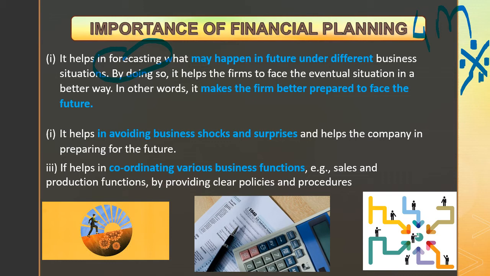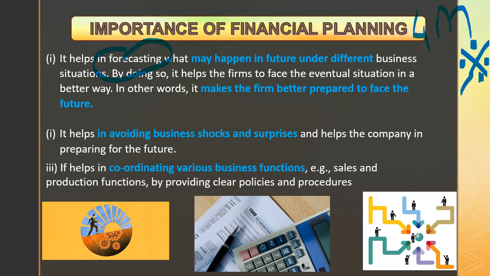How is it coordinating various business functions? Because when you are planning your money, you're planning how much the finance department has to use. You're planning how much the sales department should use, or how much the sales department should save. You're planning how much the production department should use, or how much it should save. So what are you doing?